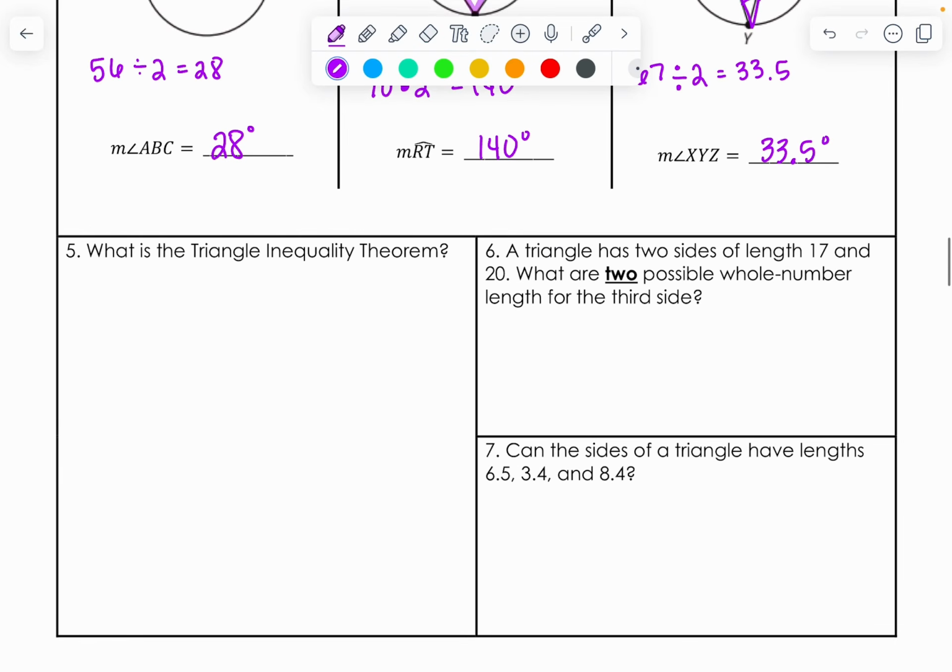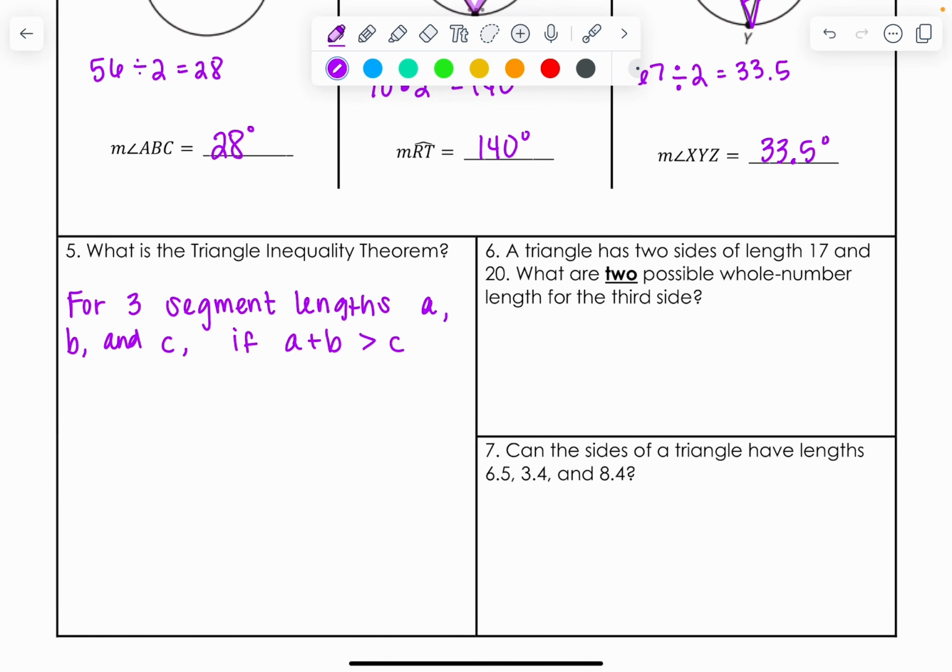What is the triangle inequality theorem? Well, for 3 segment lengths, A, B, and C, if A plus B is greater than C, then the 3 segments can form a triangle.